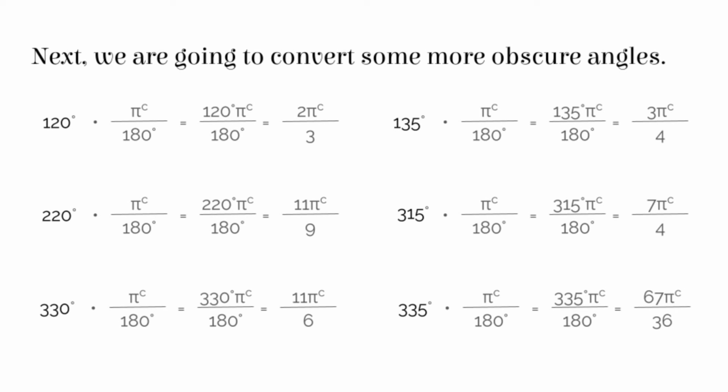Now, we are going to convert some more obscure angles. 120 degrees multiplied by pi radians over 180 degrees equals 120 degrees multiplied by pi radians divided by 180 degrees. This becomes 2 pi over 3 radians. We repeat this process for angles 220 degrees, 330 degrees, 135 degrees, 315 degrees, and 335 degrees.